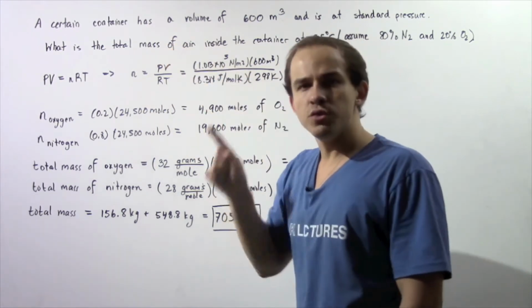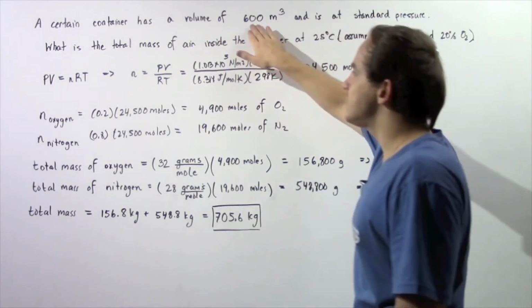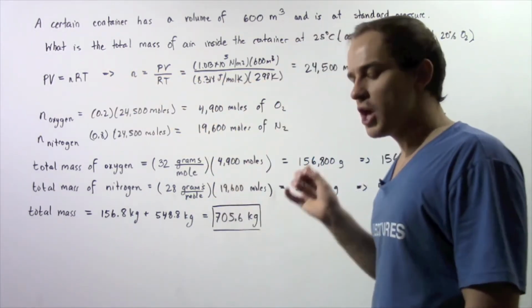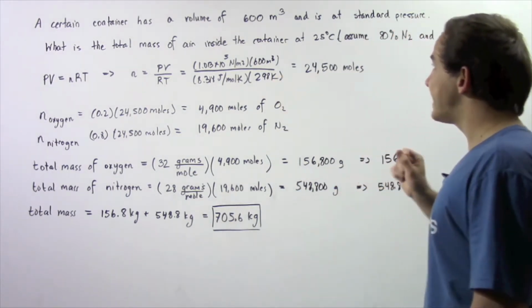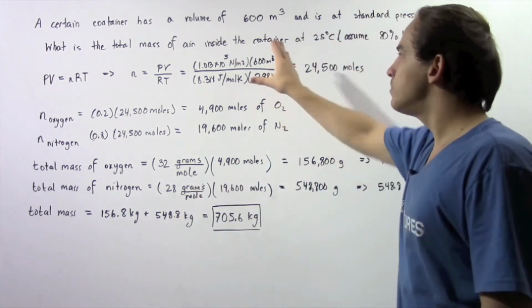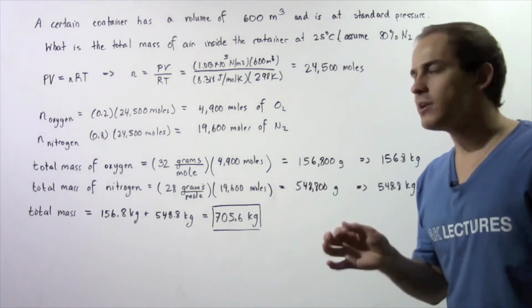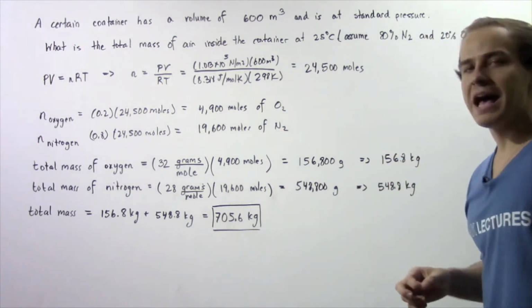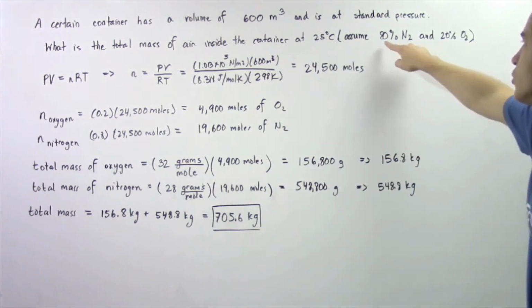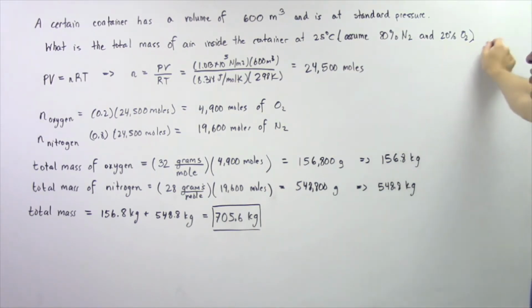Now, the pressure given in newtons per meter squared is 1.013 times 10 to the 5. The volume is given to be 600 meters cubed. The constant R is 8.314 joules per mole times Kelvin, and the temperature in Kelvin is 25 plus 273, which is 298 kelvins. So we plug the values into our calculator and we get that the number of moles inside our container is approximately equal to 24,500 moles. So we know that 80% of this number is equal to the number of moles of nitrogen, and 20% of this value is equal to the number of moles of oxygen.